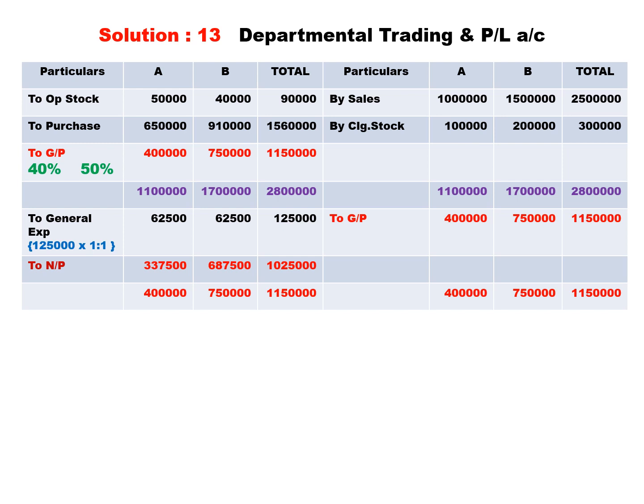So this is the answer for the 13th one. We have sales given in the question, 10 lakh and 15 lakh for A and B. Closing stock is also given, 1 lakh for A and 2 lakh for B. On the debit side we have opening stock of A 50,000 and B 40,000, and purchases 6 lakh 50,000 and 9 lakh 10,000. So we get a gross profit of 4 lakh and 7 lakh 50,000, a total gross profit of 11 lakh 50,000.